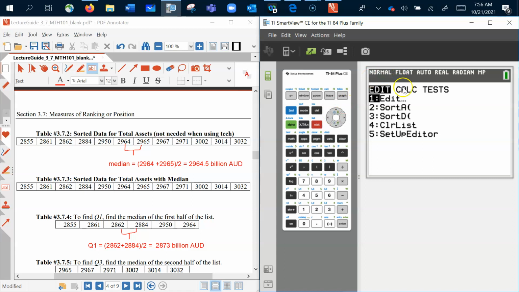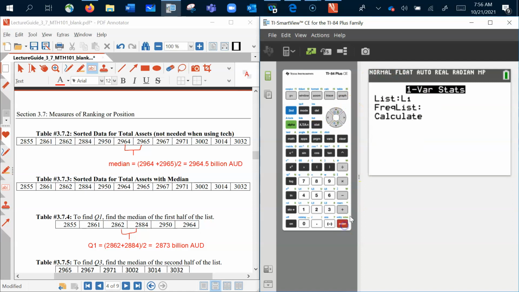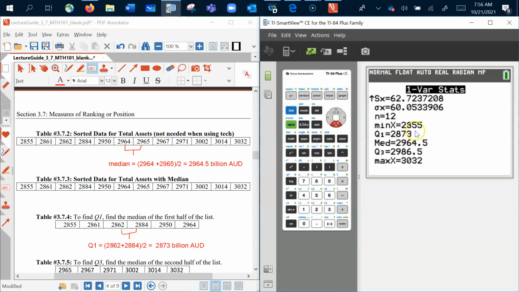Hit Stat, Calculate, One-Variable Statistics, and I do want list 1. It's already there, but if it was not, I'd put second 1 for list 1. We'll proceed to hit Enter to calculate. And so the 5-number summary, if I scroll, there's the minimum, 2,855. There's the first quartile, 2,873. There's the median, 2,964.5. There's the third quartile, 2,986.5. And there's the maximum. So your calculator literally will list the 5-number summary. You do have to scroll down a little bit, but it will give it to you in order. So that's how you would find these on the calculator.